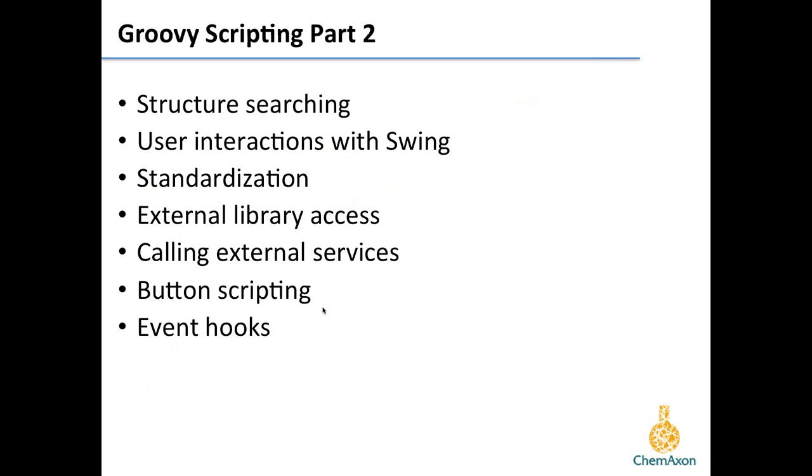So that wraps up part 1 of our Groovy scripting webinar. In part 2, we're going to look at some more advanced features such as structure searching. We'll be looking at building user interfaces with Swing. We'll be looking at how to standardize libraries, and we'll also be looking at external library access that we mentioned previously with Maven and Grapes, and how to call those external services. We'll look at button scripting and how that differentiates from data tree or schema scripting. And we'll also look at event hooks, which is a reasonably new feature in which you can attach a script to a particular event on a form, such as double-clicking a cell or right-clicking.